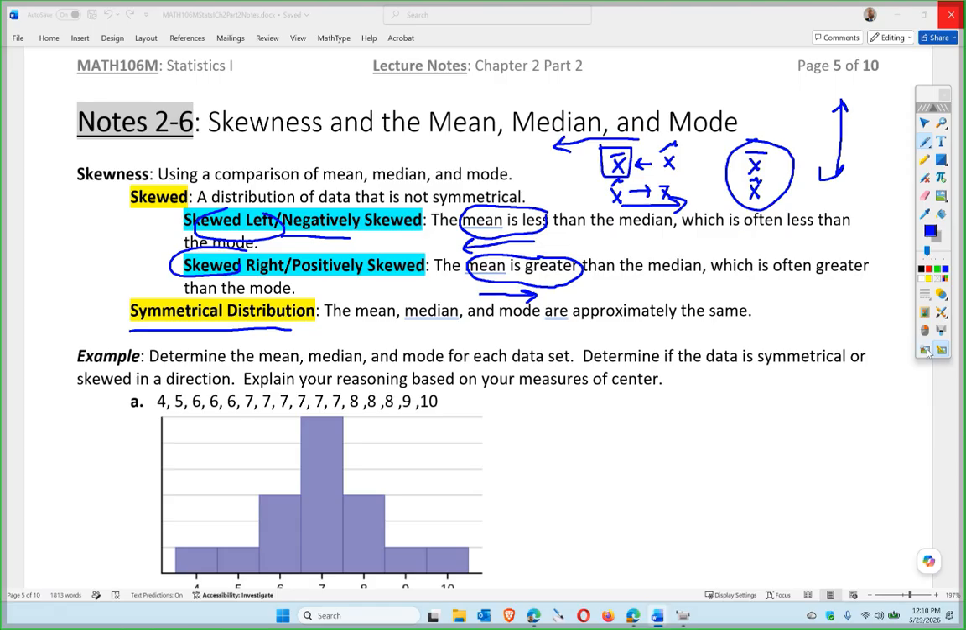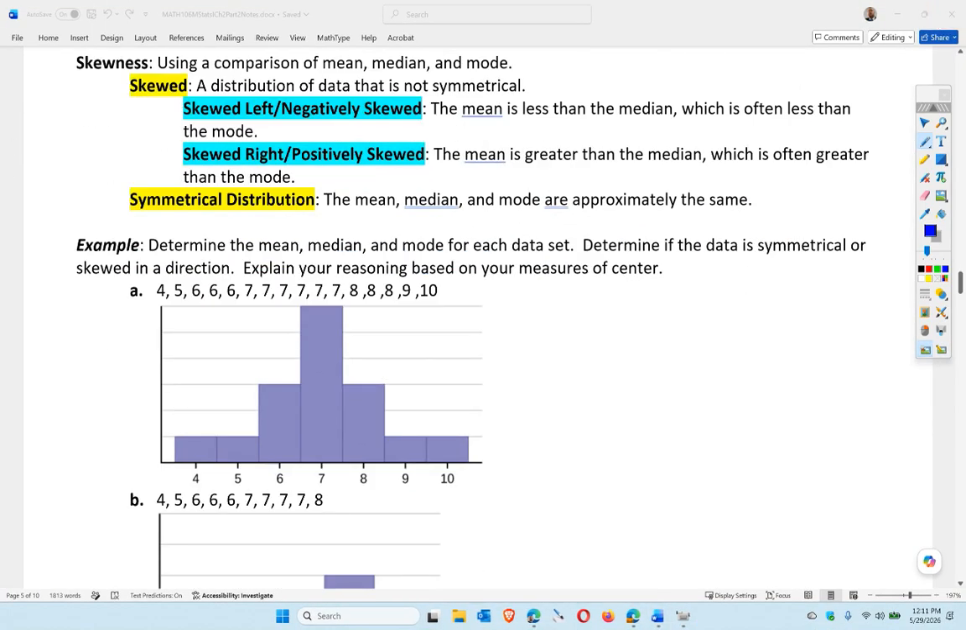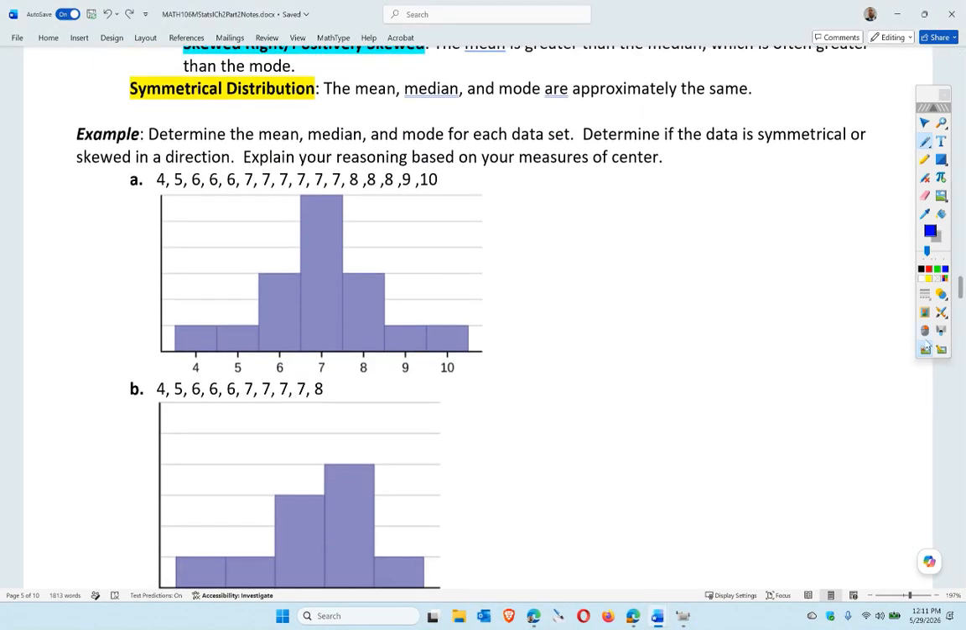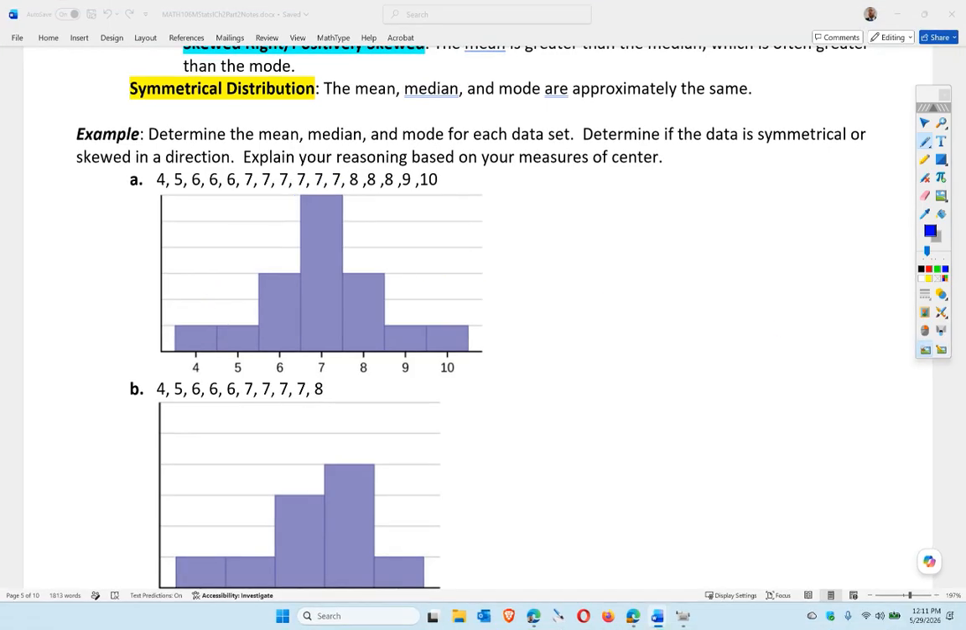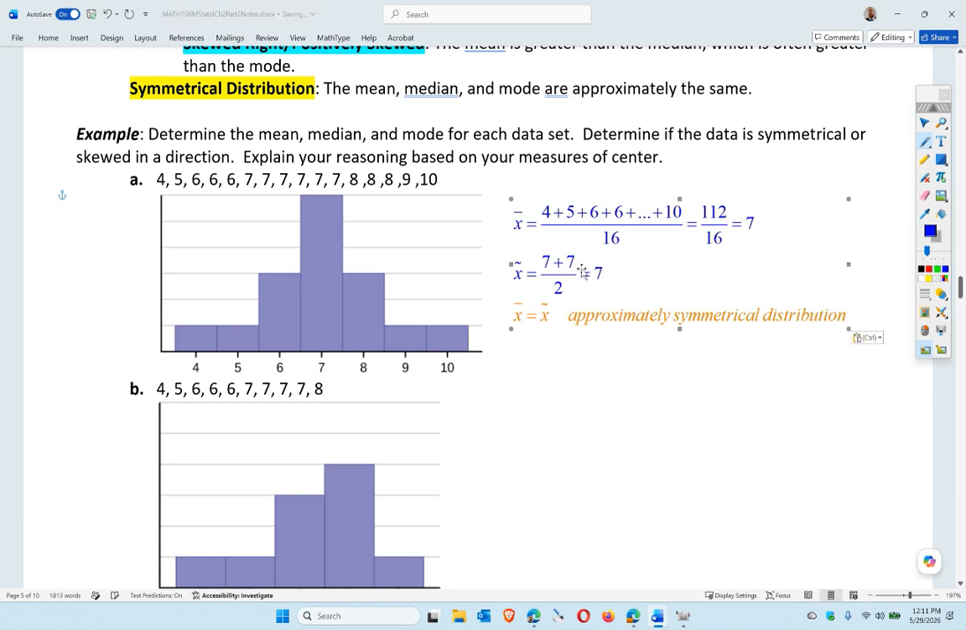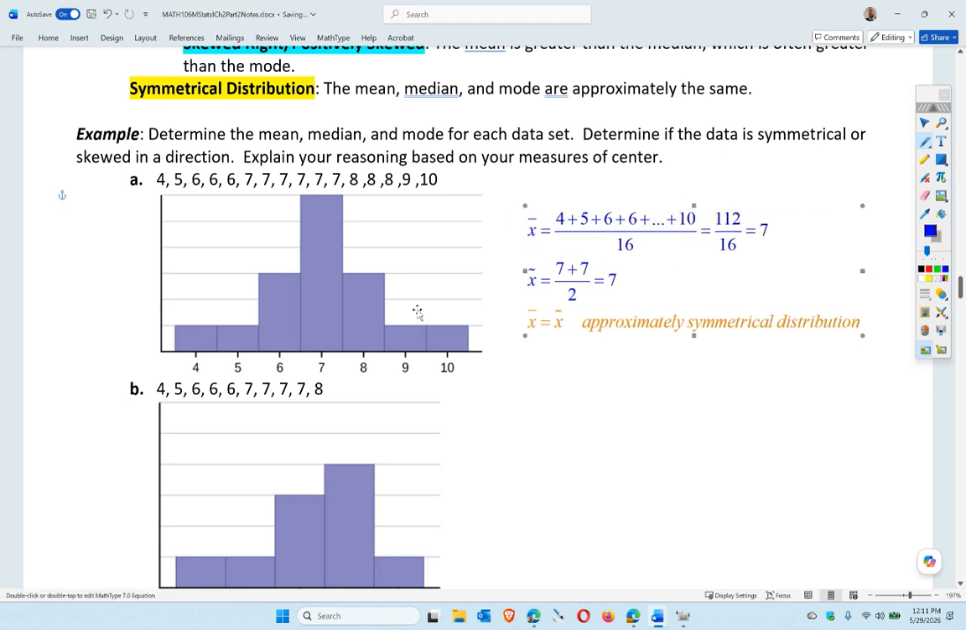All right, so if we go down to here and look at this data, this looks approximately symmetrical, which means the mean and the median are probably about the same. So if I calculate the mean and the median here, what I'll notice is that I get 7 in both cases. So they're both about 7. The middle value is 7. If I add them up and divide by 16 values, I still get 7, right?